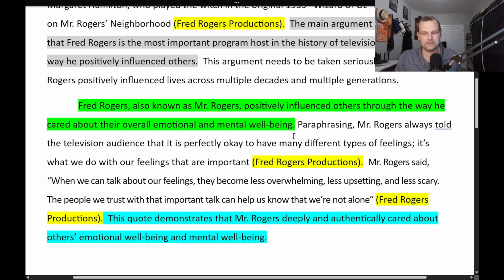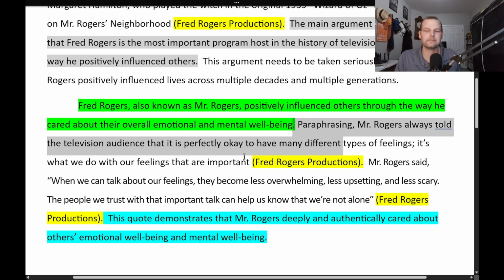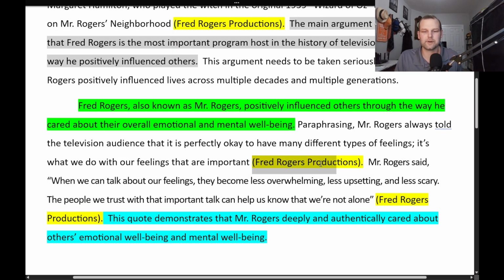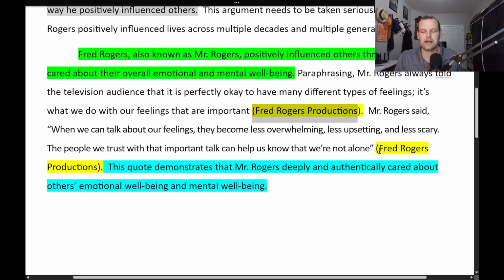So we're paraphrasing. We don't have to jump into a quote. You can do this in any order. So we're paraphrasing in this next sentence, and then we have a quote. And after we state our quote, we also give credit to Fred Rogers Productions in both cases. So Fred Rogers Productions gets a credit after the paraphrasing, and Fred Rogers Productions gets another citation credit after the quote. And then I write my own analysis at the very end of my body paragraph.